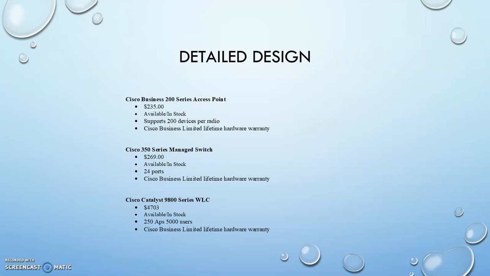In the detailed design, we're looking at Cisco Business 200 series access points. Those are going to be scalable, and they work well with even the earlier Cisco Business 100 series access points. They will mesh with those. These are at $235. You can support up to 200 devices per radio.